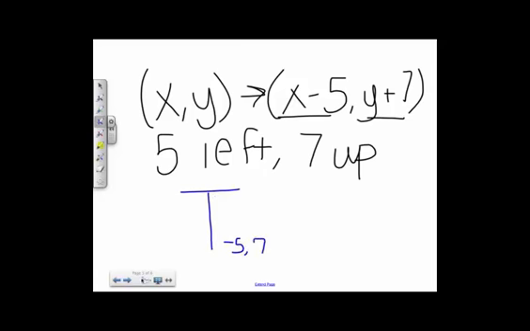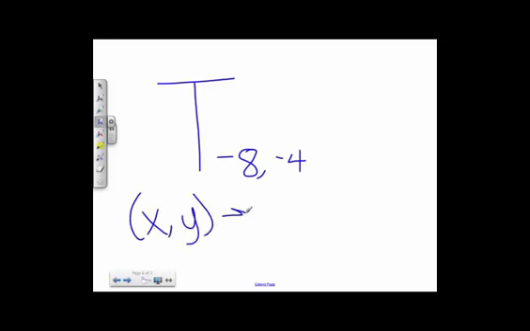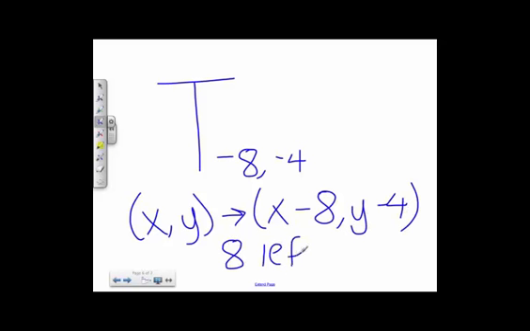Okay, similarly, if I gave you this notation right here, and I told you it was T, negative 8, negative 4, that means that xy will turn into x minus 8, y minus 4, and that you would be going 8 to the left and 4 down.